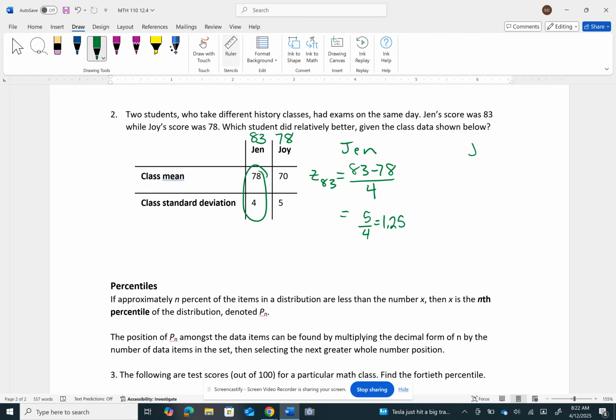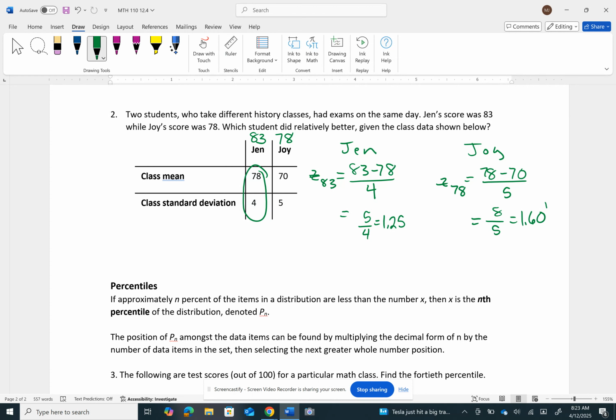Now let's do the same for Joy. Let's get the z-score corresponding to her raw score of 78. With my z's, I usually put a little line on them because they can look like 2s if I don't. So her raw score minus the mean for her class divided by the standard deviation for her class. So hers was 8 over 5, and 8 over 5 equals 1.60.